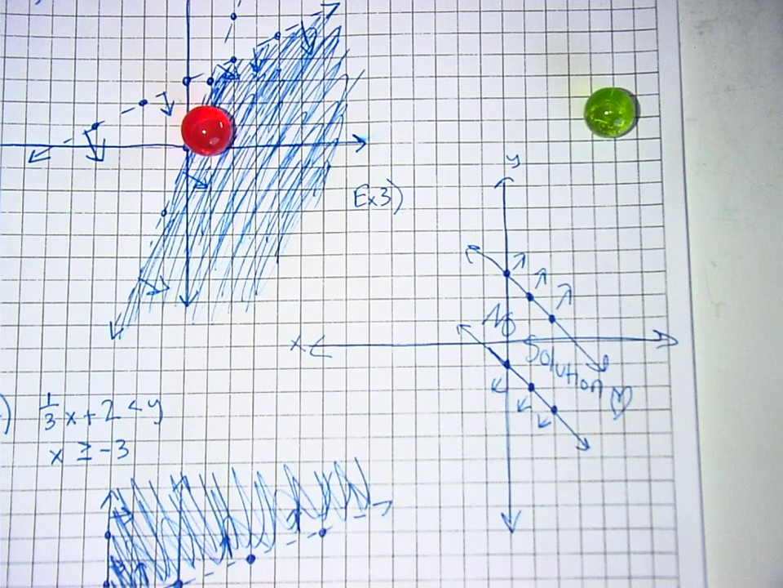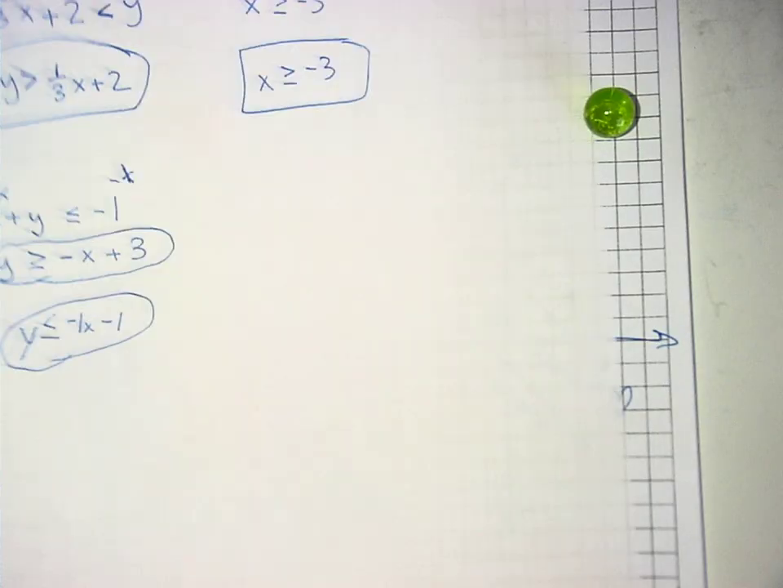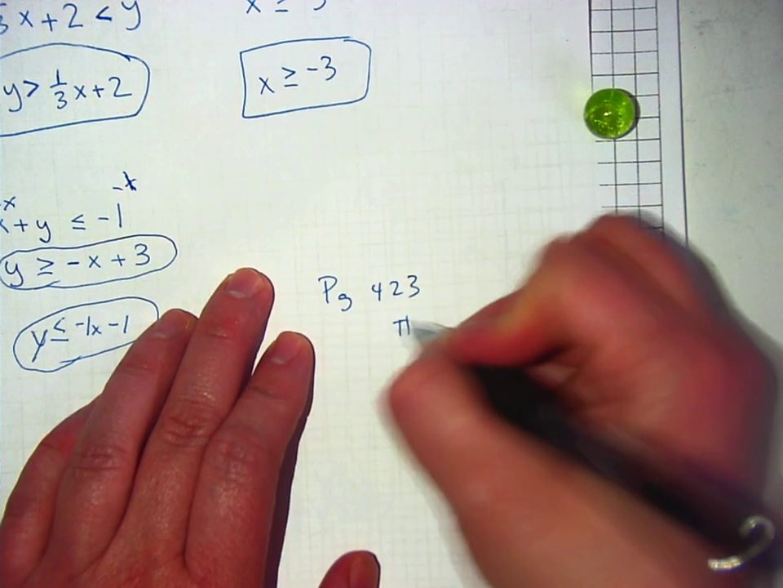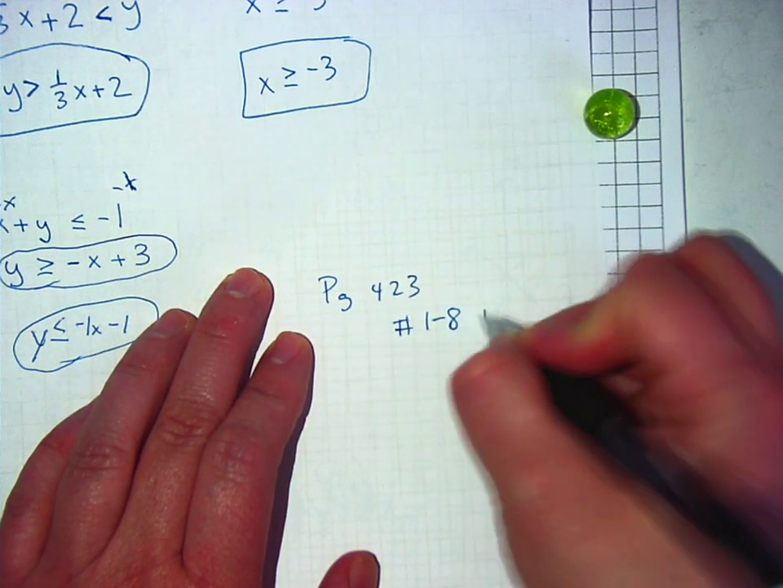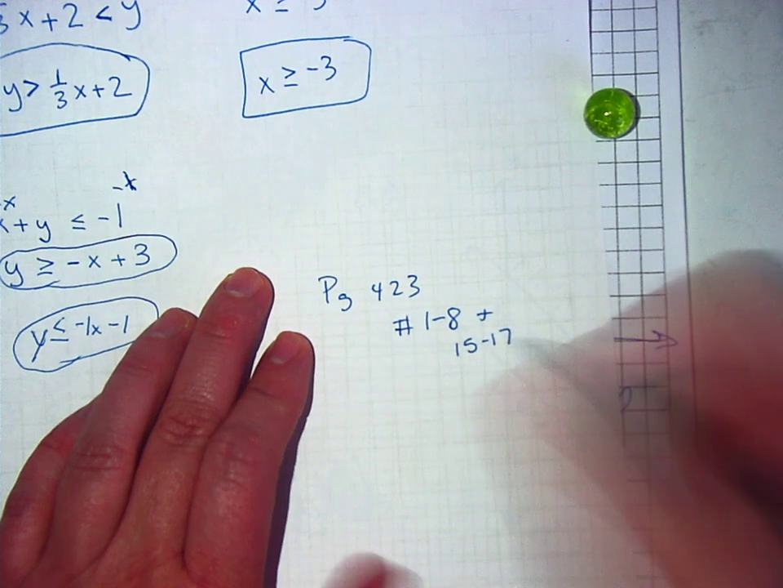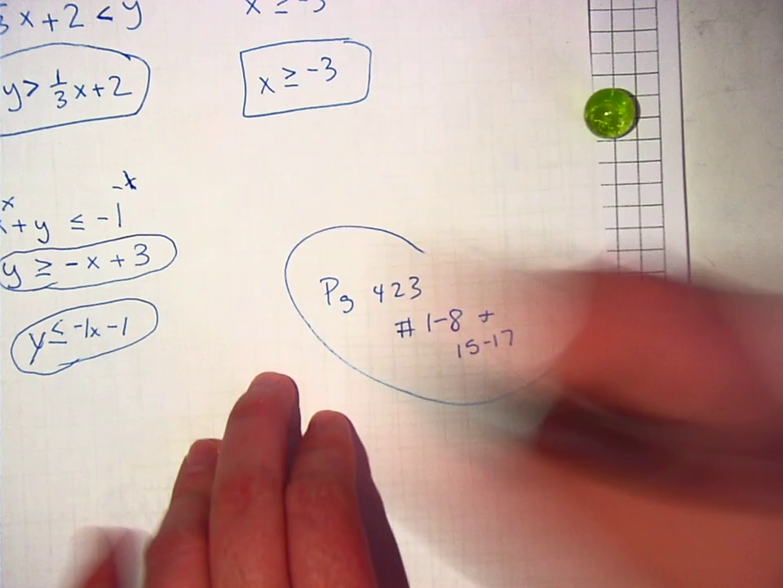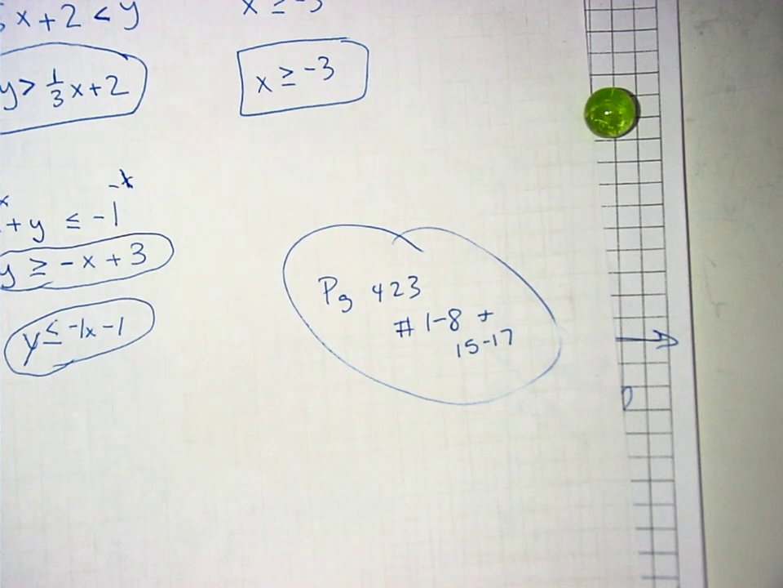All right, homework is page 423, numbers 1 through 8 and 15 through 17. 1 through 8 are graphs. 15 through 17, I want to show you these really quick. Everybody look up. Are we having a work day tomorrow? Yeah.